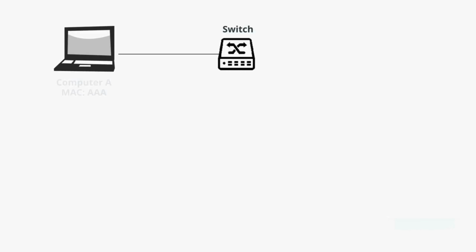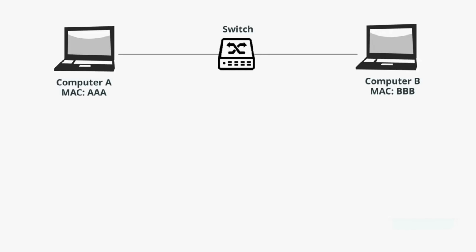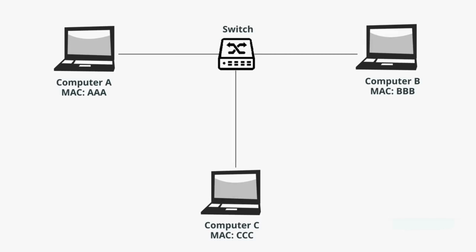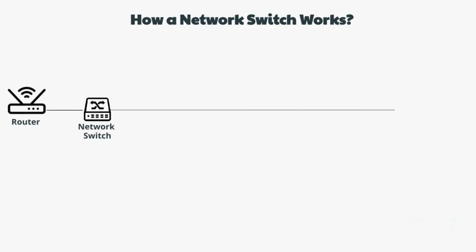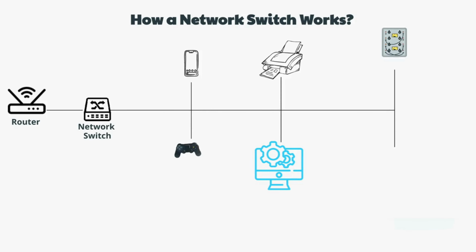Next up is the switch. A switch is a device that connects multiple devices within a local network and uses MAC addresses to forward data to the correct device. Switches are used to expand networks and improve performance by ensuring that data only goes where it's needed. This makes them ideal for larger networks with lots of devices, like in offices and data centers.